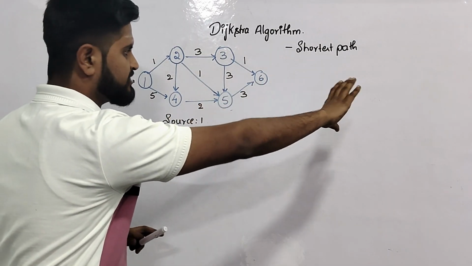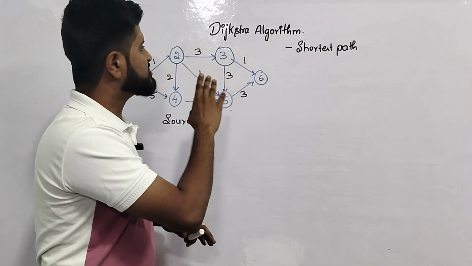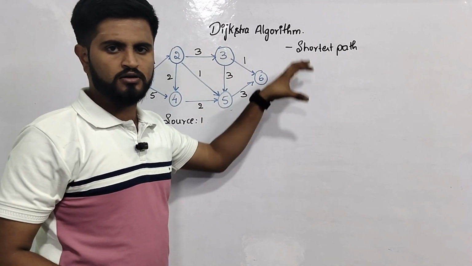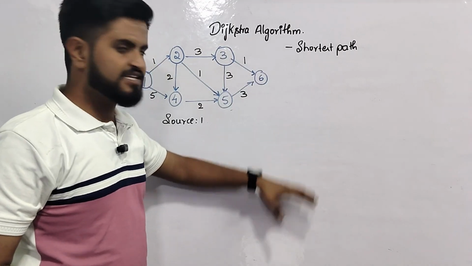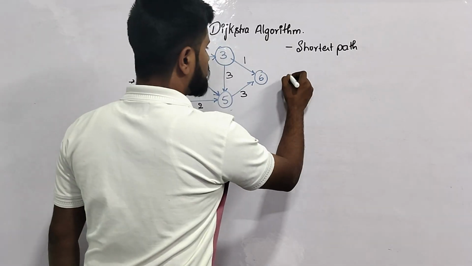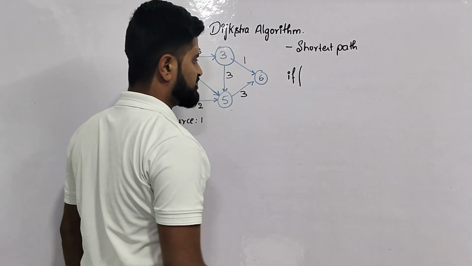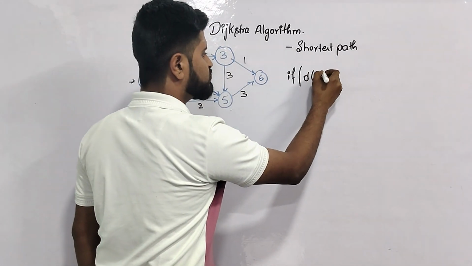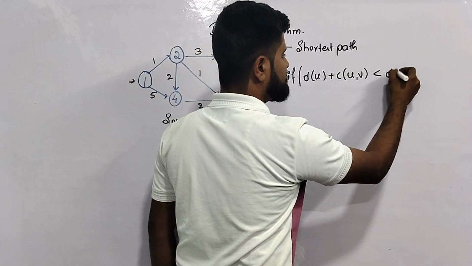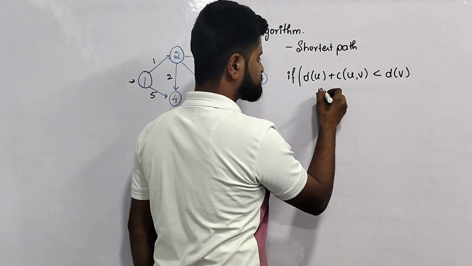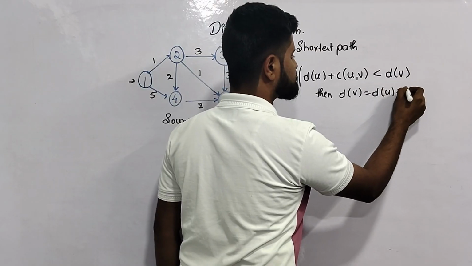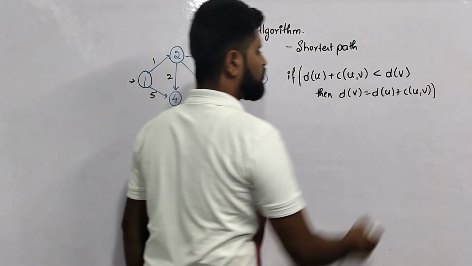Here I will be writing the equation which we will be using in the Dijkstra algorithm. You don't need to mug it up or take it as the reference. I will tell you an easy trick to solve the Dijkstra algorithm without the equation also. The equation says: if d of u plus cost of u comma v is less than d of v, then d of v will be equal to d of u plus cost of u comma v. So what does it tell?